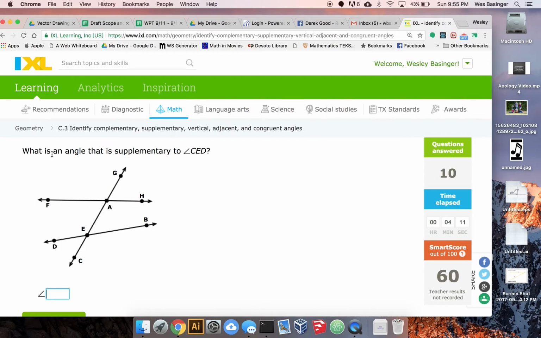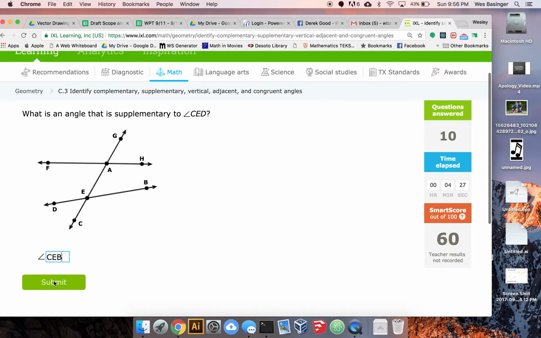This one asks which is an angle supplementary to CED. CED is this part right here. So there's actually 2 options. We could do DEA or we could do CEB. We'll go ahead and do CEB.